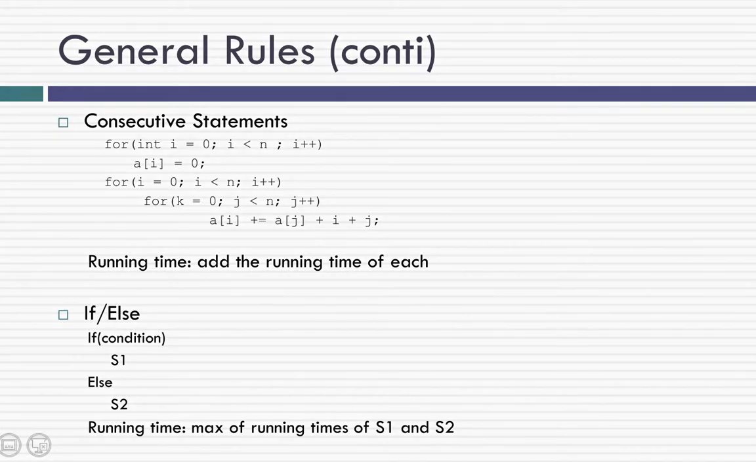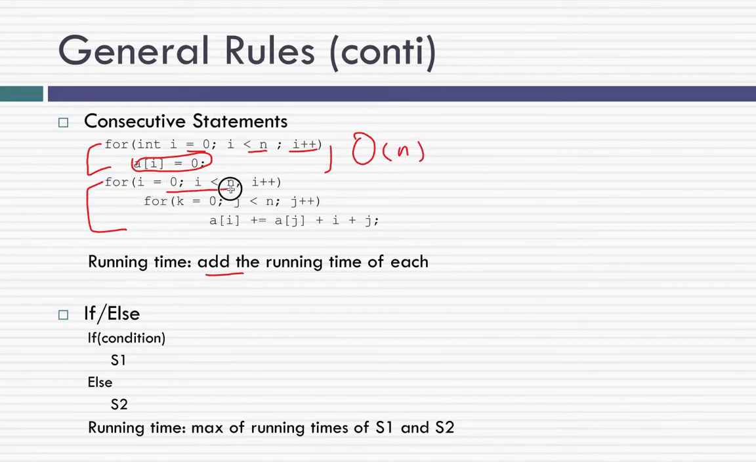And then consecutive statements. Here we have one statement of a for loop, and another statement of a for loop. Then the running time is to add those two. The first one goes 0 through n, with i incremented by 1. In the for loop body, it's a constant time operation. So the first loop's time complexity is order of n, and the second one is a nested loop.